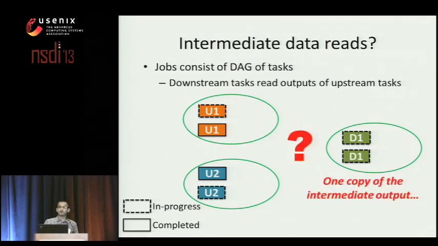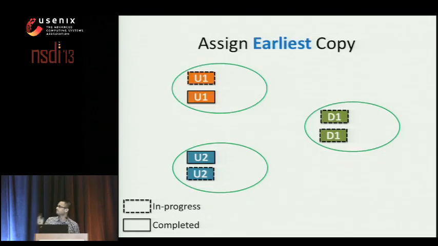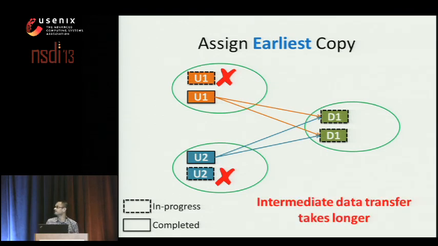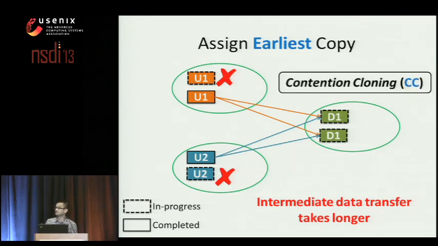Since we have only one copy of the intermediate output now, how do we manage how the data is read by these downstream clones? Now, there could be 2 extreme options here. One of them is, of course, that we could assign the earliest copy to both these downstream clones, in which case both D1 and D2 read from the upstream clone that is finished. And this is great, but for the fact that the intermediate data transfer now takes longer. Since this causes extra contention in reading the intermediate data, we call this contention cloning.